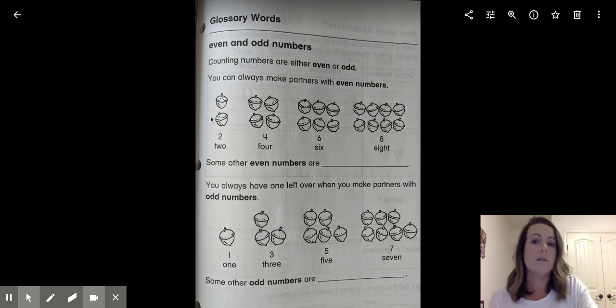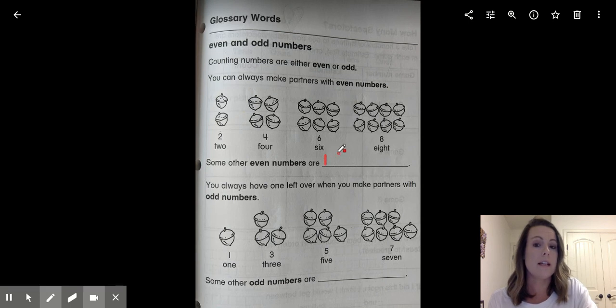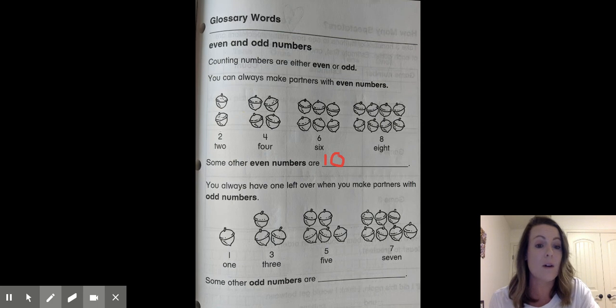So with a 2, with a 4, you've got 2 groups of 2. 6, you've got 3 groups of 2. 8, you've got 4 groups of 2. Some other even numbers that you could represent here are things like 10. Even though it doesn't end in 2, 4, 6, 8, if something ends in a 0, that's also going to be even, because you can divide it up in half or into equal pairs.